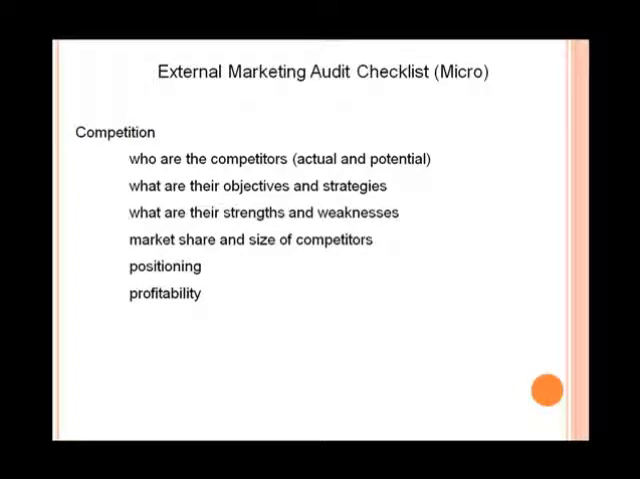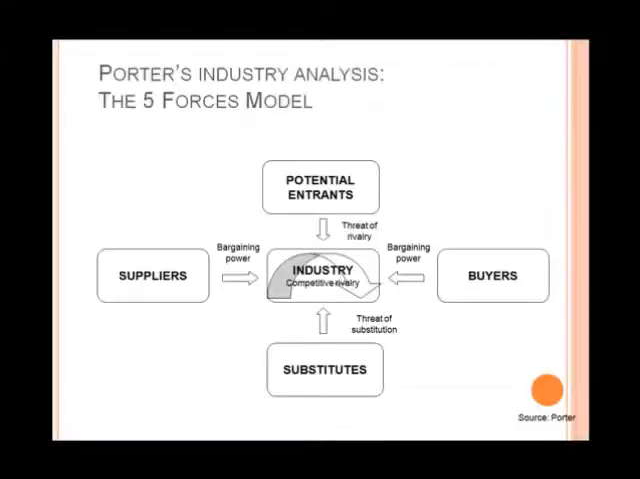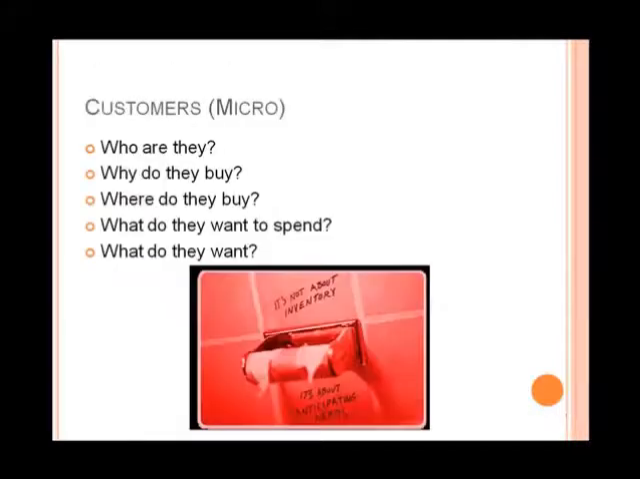Competition: who are they? What are they doing? What are their objectives? What are the strengths and weaknesses? What's their market share, positioning, profitability? I mentioned that before when we went through the five forces. I'm not going to go into that again because I went through that earlier. Customers: who are they? Why do they buy? Where do they buy? What do they want? So what's their motivation? What makes them tick? Have they changed anything?